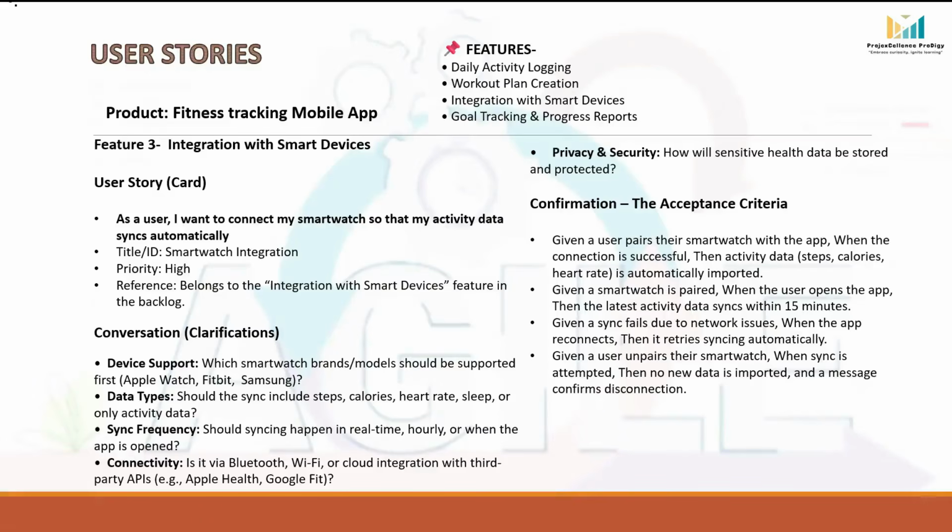The third criteria is for handling failures. If the sync fails, say because of poor internet, the app should try again automatically once the connection is restored. The last acceptance criteria is for unpairing behavior. If a user decides to unpair their smartwatch, the app should stop importing new data and it must clearly show a message confirming that the device is disconnected.